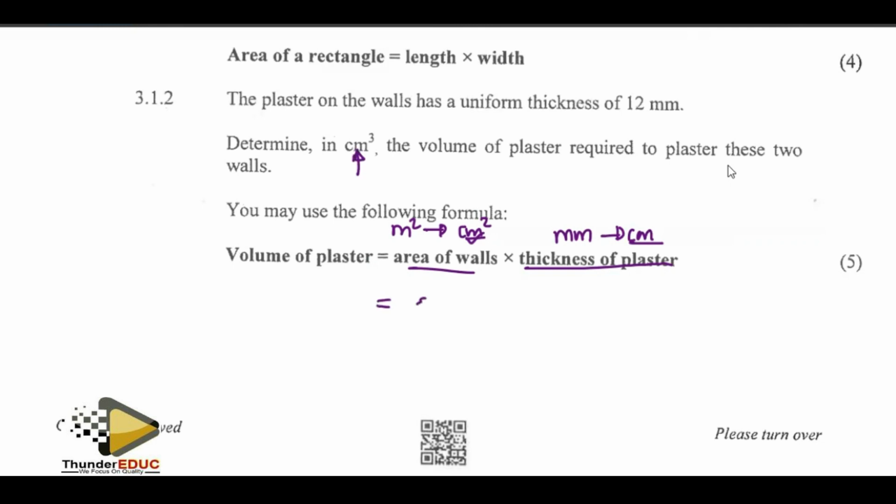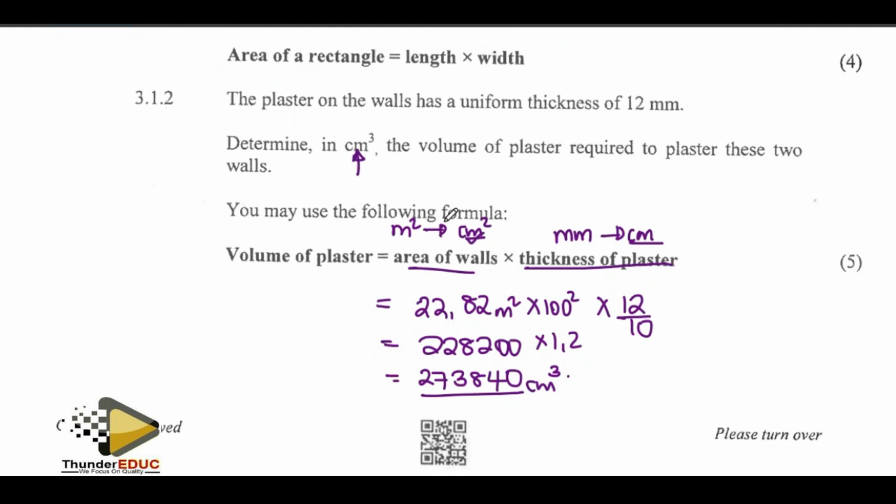So I'll start with the area, which is 22,82. These are meters squared. From meters to centimeters squared, we multiply by 100 squared. Times, we are now multiplying 12. 12 is millimeters. We need it to become centimeters. We divide by 10. All right, this is what we mean by this. Someone else would have looked for the area back in centimeters until you get the answer here. But the easiest is this one here.